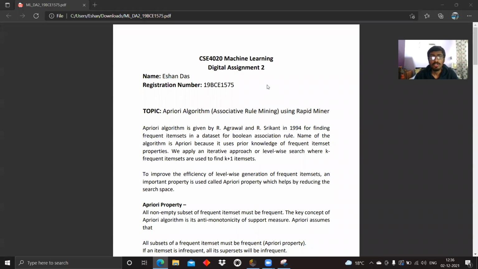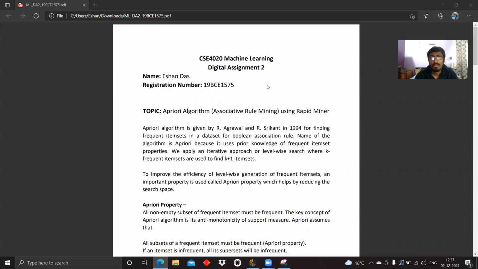Hello everyone. Today we'll be discussing a popular association rule mining algorithm, also called the Apriori algorithm. At the end of the video, I'll also be discussing and analyzing the results which we find using this algorithm, using a software called RapidMiner Studio. So basically, what is this Apriori algorithm?